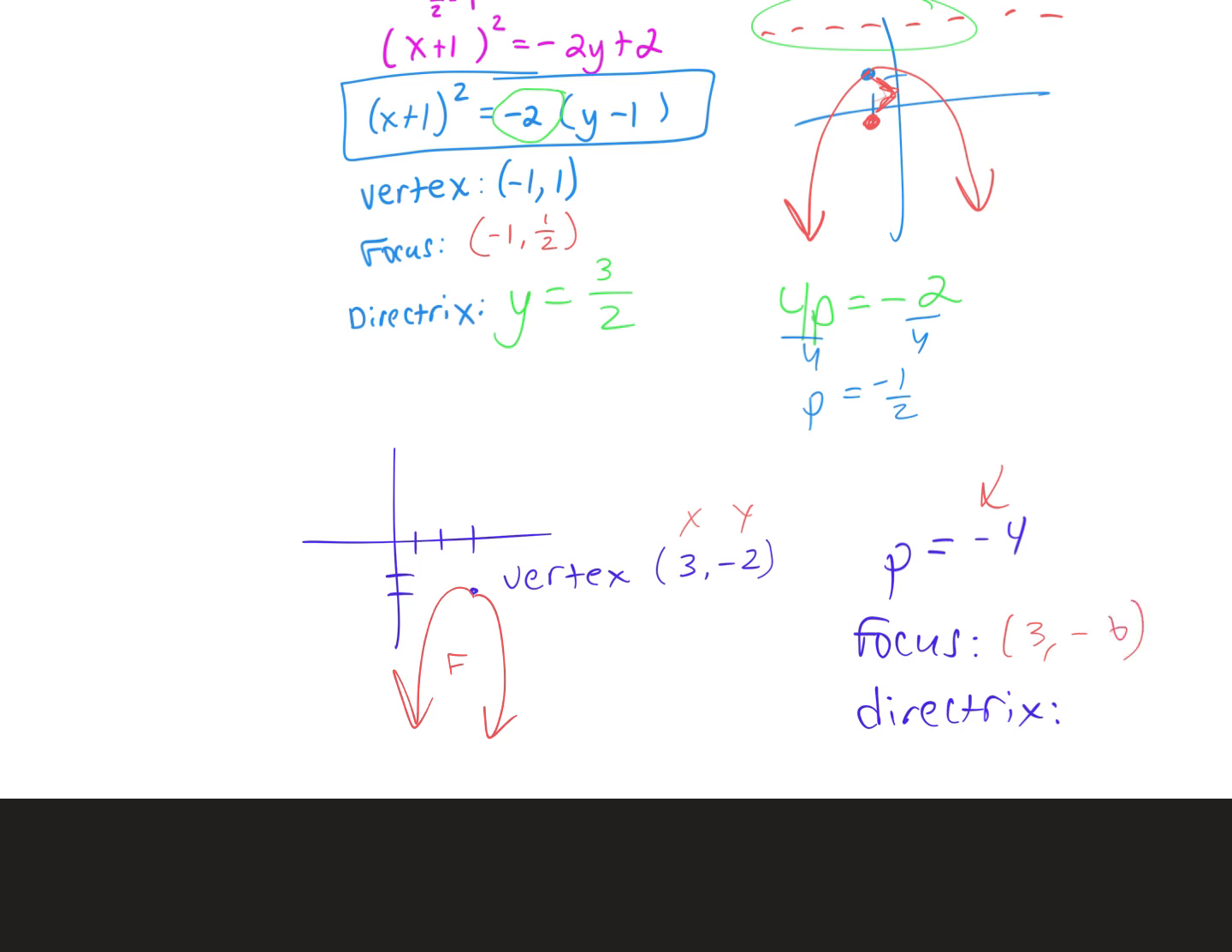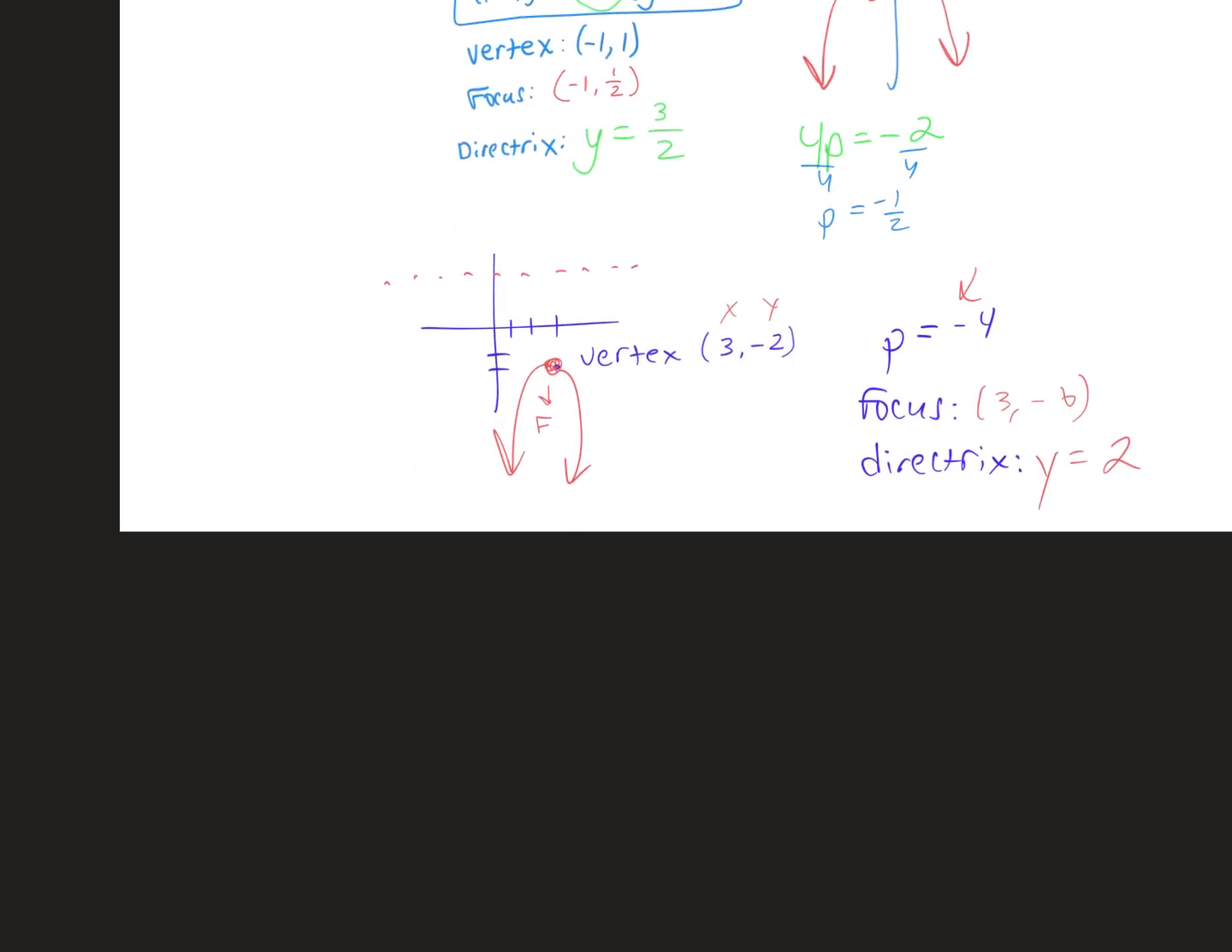Good. If this is your vertex and you're going down inside, your focus is at whatever the p distance is. So your directrix is up here. It's a line. What is it going through? Which axis? The y-axis. It's above your parabola. So it's going to be a line at y equals what? 2. Very good, Cassie. Where'd you get 2 from? You added it to the y. Good.